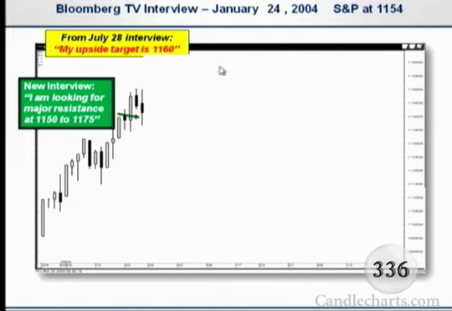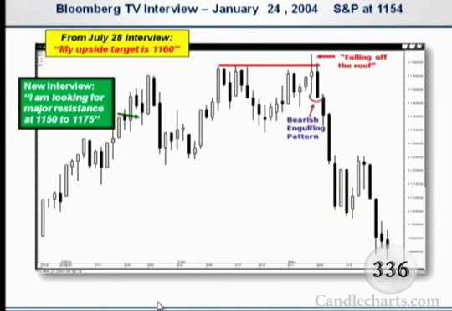The market was around 1154 in the prior day. This was the interview day. And I say I'm looking for major resistance at 1150 to 1175. I'm not going to go into why, but there were some candle signals previously. So the market gets there, a few months later, and look what we get at 1160. Resistance area, falling off the roof, bearish engulfing pattern.